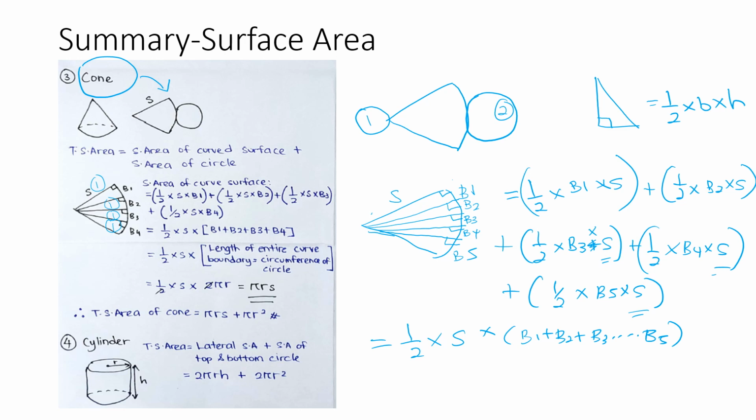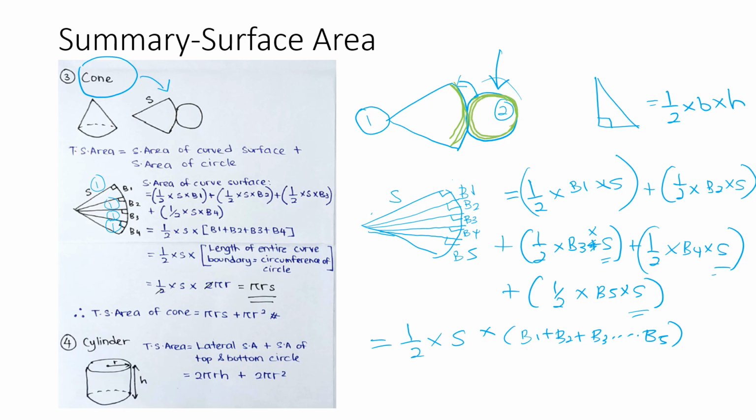This entire curve is equal to the circumference of our circle. This circumference is equal to the length of the bottom part of our curved cone. So both of these are actually the same.